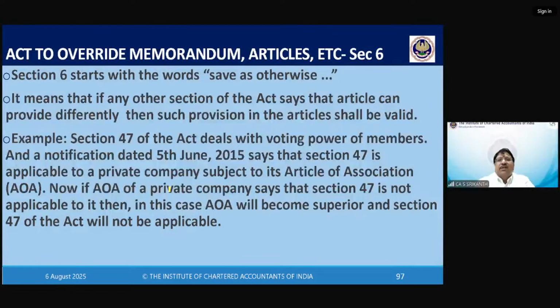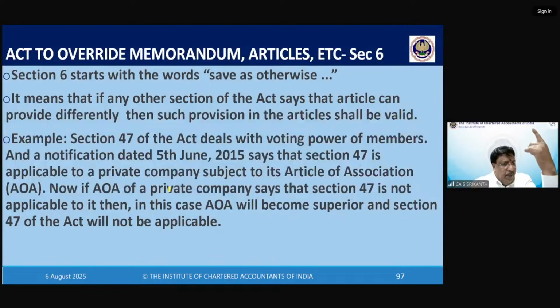For example, section 47 deals with voting power of members. Section 47 is applicable to a private company subject to its articles. So the articles of a private company can have different rules for voting right. Normally section 47 applies, but if the article says 47 does not apply, then the AOA will become superior. Section 47 will not be applicable. It's very simple. If you concentrate and listen to me, you will understand.